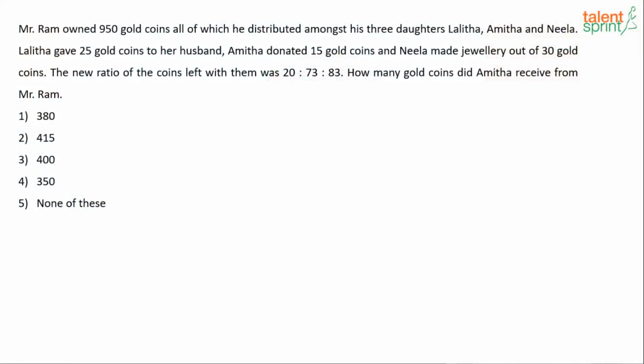Okay, now I think I have an interesting one. Let's try this. See what it says. Mr. Ram owned 950 gold coins, all of which he distributed amongst his 3 daughters, Lalita, Amita and Neela. Lalita gave 25 gold coins to her husband, Amita donated 15 gold coins and Neela made jewelry out of 30 gold coins. The new ratio of the coins left with them was 20:73:83. How many gold coins did Amita receive from Mr. Ram?